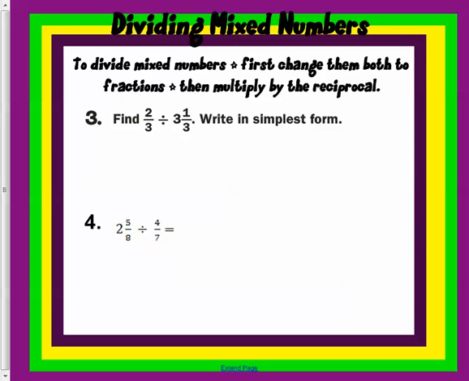Okay, so let's look at mixed numbers. First, use the C method to make this whole number into 3 pieces. We want to take our 3 circles and cut them into thirds.